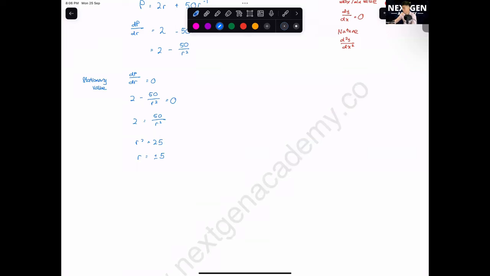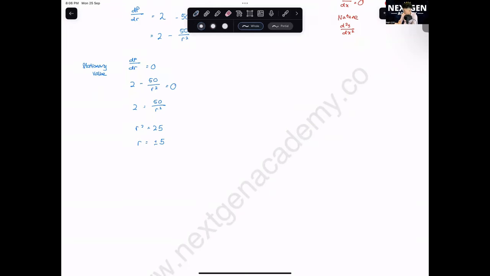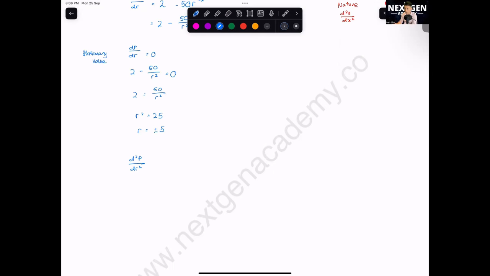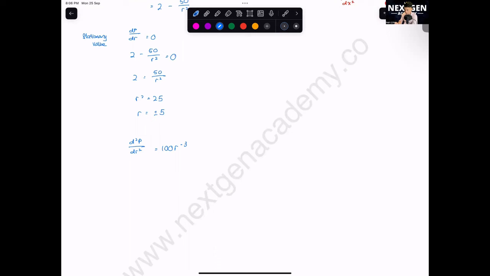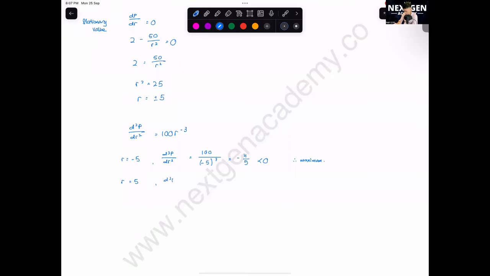You go check. Go and check d squared P over dr squared. You've got to check to get the full marks, by the way. Don't just assume that it's the positive value. Here you will get 100r to the power of negative 3. To check which is maximum or minimum, substitute your r values into d squared P over dr squared: r equals negative 5 and r equals 5. d squared P over dr squared equals 100 over negative 5 cubed, which is negative 4 over 5. Negative 4 over 5 is less than 0, therefore maximum. For this one, d squared P over dr squared is 100 over 5 cubed, which is 4 over 5, more than 0, therefore minimum.